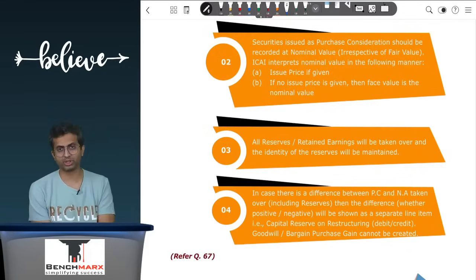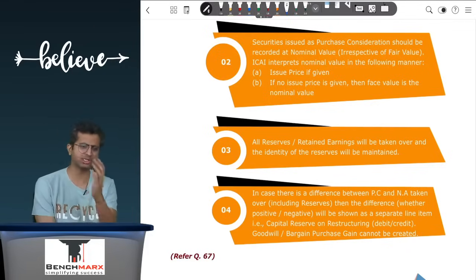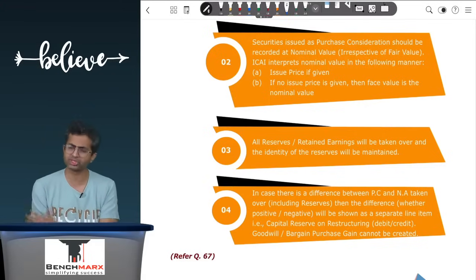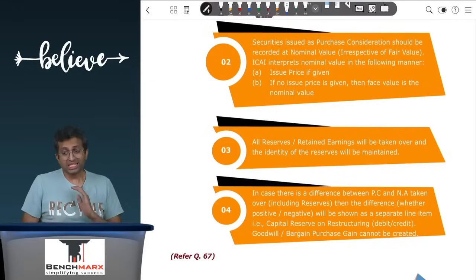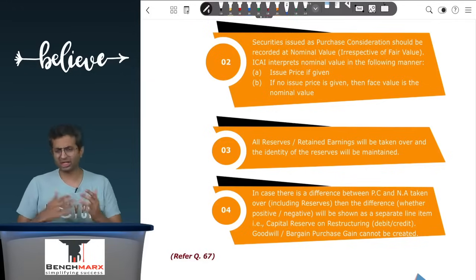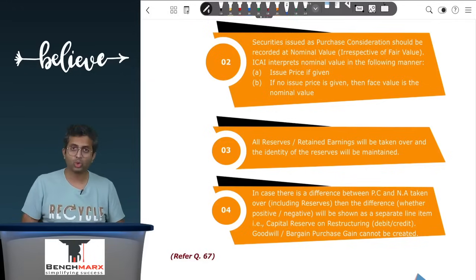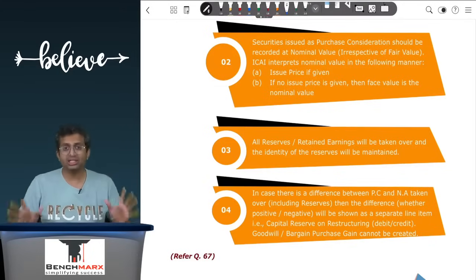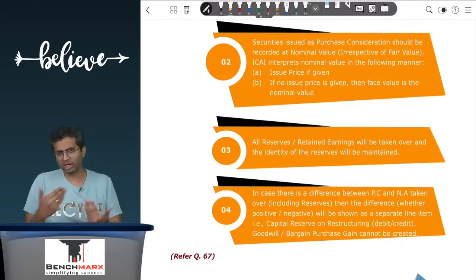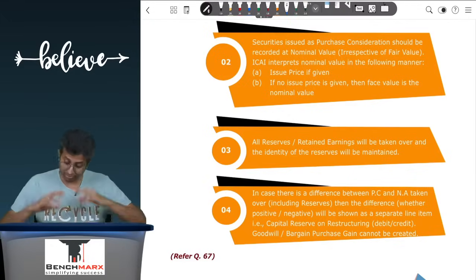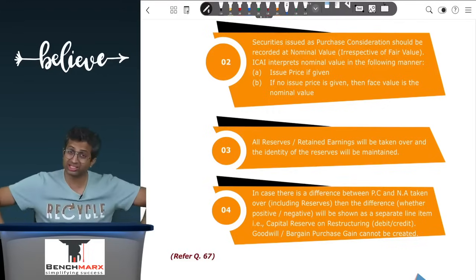Reserves are allowed to be taken over in the same form: retained earnings in the form of retained earnings, securities premium in the form of securities premium, capital reserve in the form of capital reserve. Reserves can be taken over. If there's a difference between purchase consideration, net assets, etc., then the difference will go in the reserves only. You will adjust it against the reserves. Generally, the standard does not specifically mention that, but it will be adjusted usually against the capital reserve.